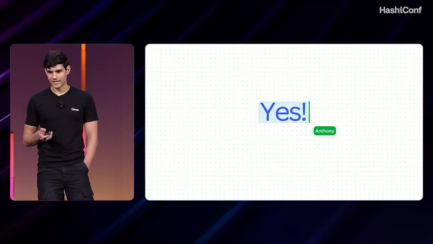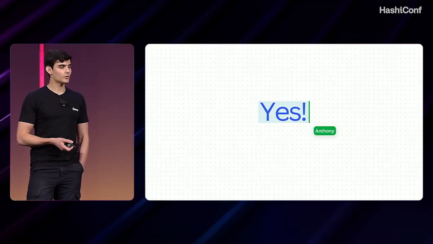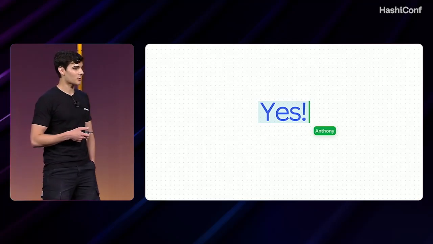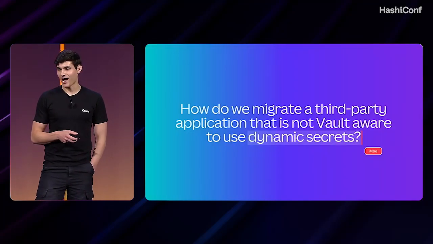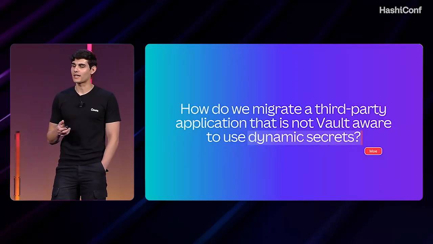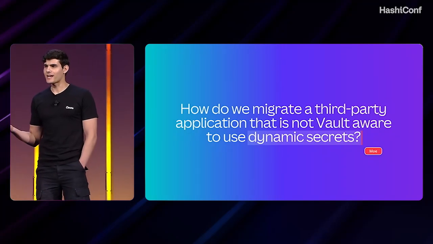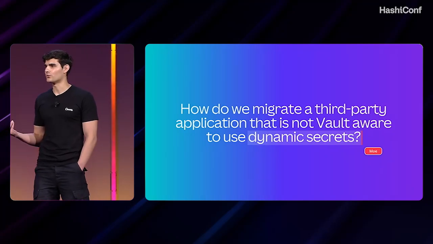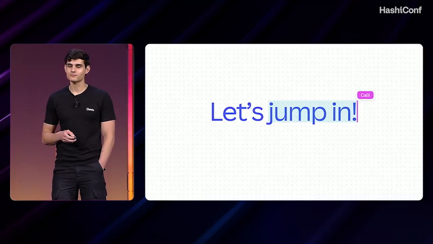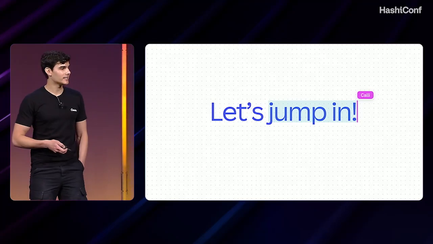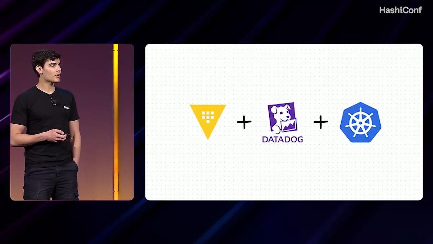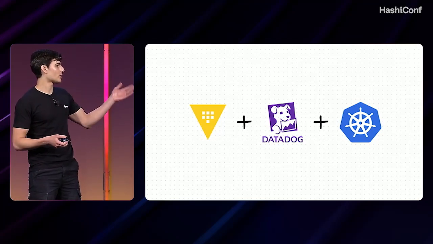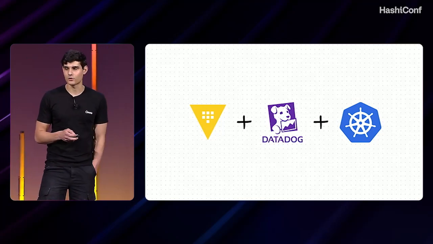They asked. Knowing Vault and what it can do, you won't be surprised to find that our very quick and immediate response was yes. However, that was very, very quickly replaced with an uncertainty. How do we actually migrate a third-party application that is not Vault-aware to use dynamic secrets? And this is our challenge. So we jumped in, and breaking it down, we identified 3 obvious pieces to this puzzle. We've got Vault, we've got Datadog, and we have Kubernetes.